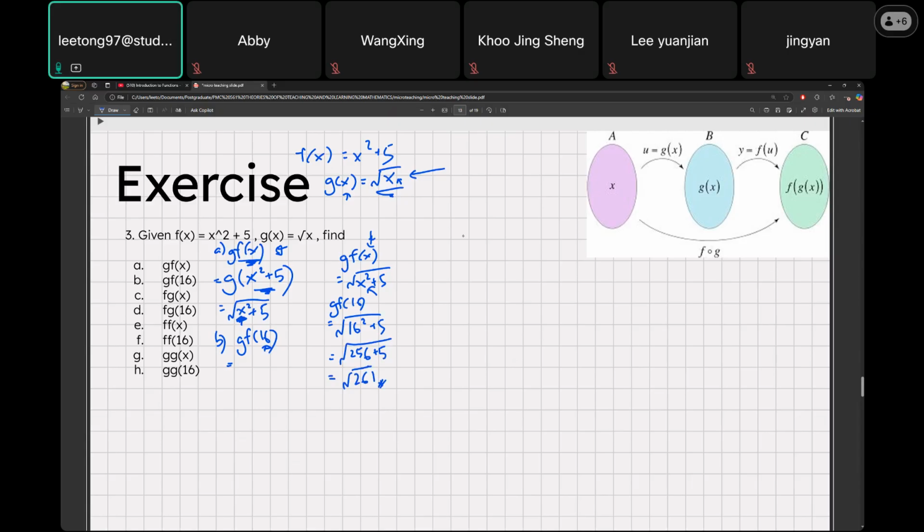You can leave the answer here if you want. Doesn't matter if you want to do it like 16.1 and so on. Yeah, both are fine. Since 261 is not a perfect square, it's fine to just leave it here. Both are accepted, but this is fine.